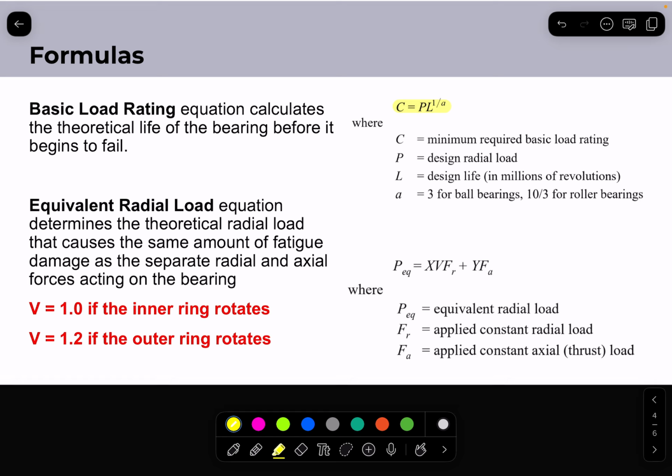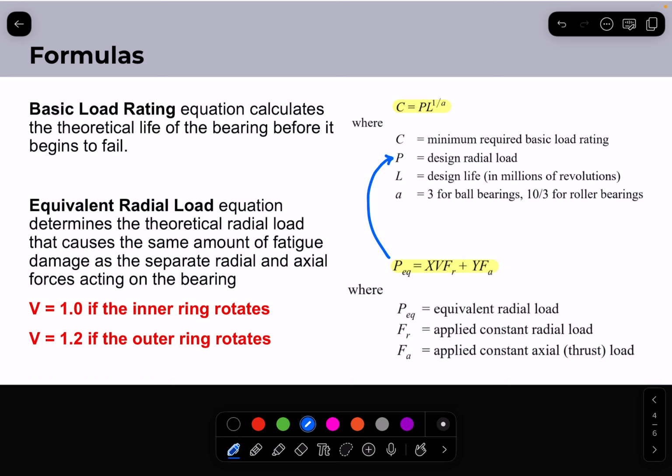Another equation is the equivalent radial load equation, which determines the theoretical radial load that causes the same amount of fatigue damage as the separate radial and axial forces acting on the bearing. So it's just a simplified load that is actually used as an input to the basic load rating equation.